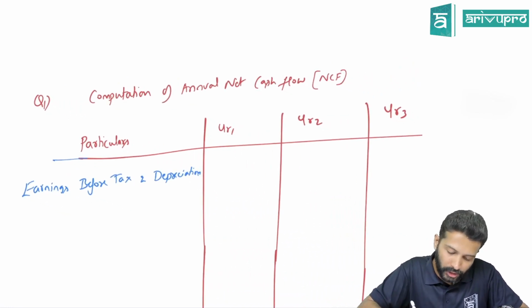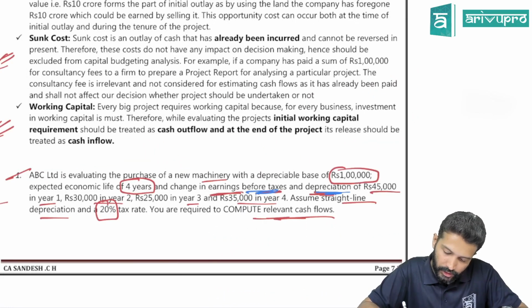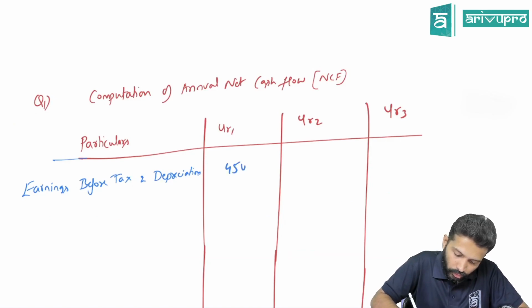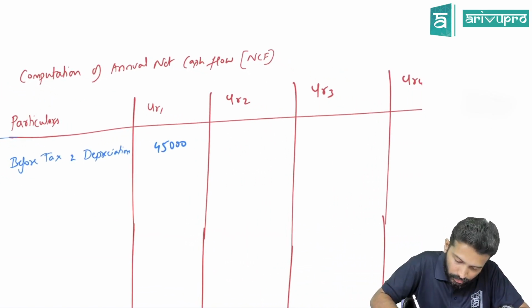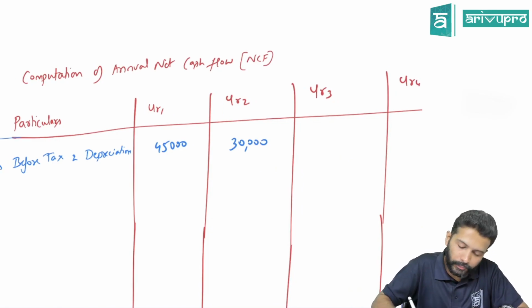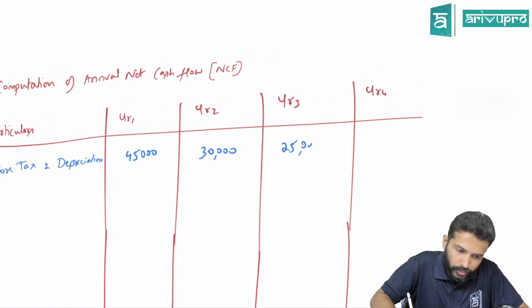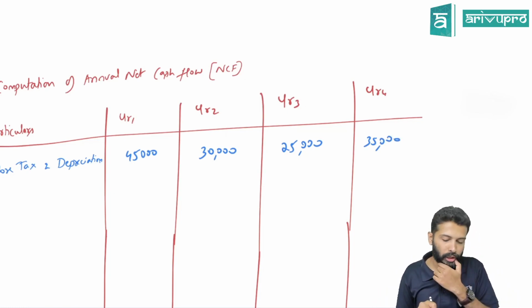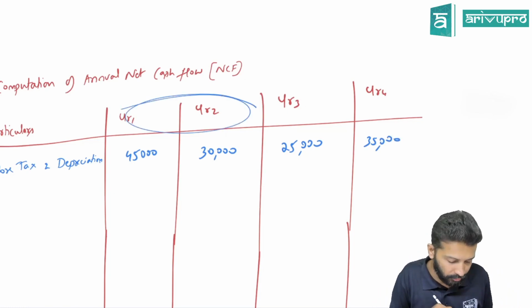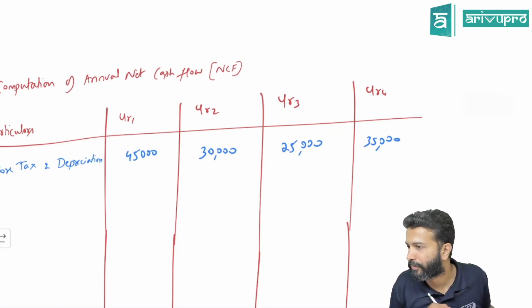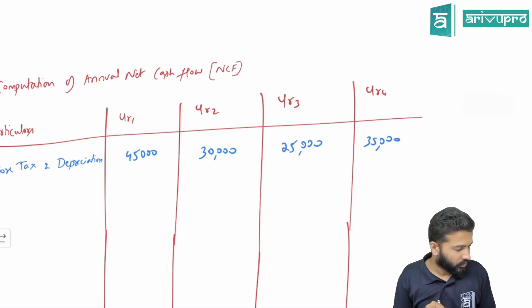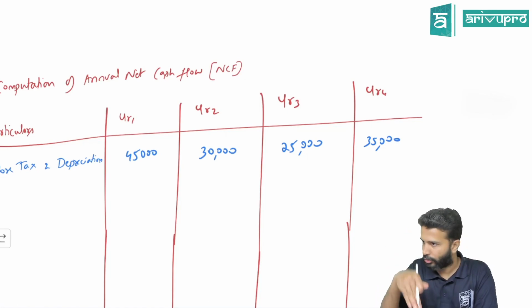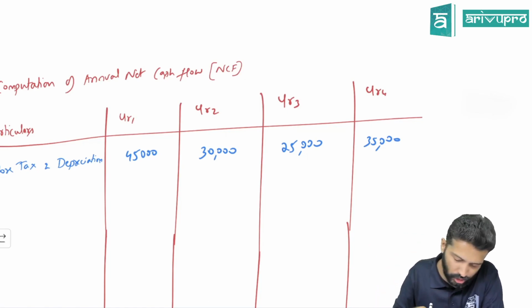How much is this number year on year? First year it is 45,000. Next it is 30,000. Then 25,000. Lastly 35,000. So I want to do the presentation ulta. Whatever you have taken horizontal, I will do vertical. No problem. Do it. There's no rule that this only has to be vertical or this only has to be horizontal. Any sort of format is okay.